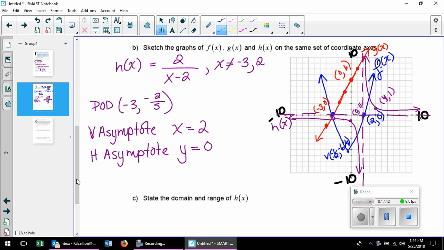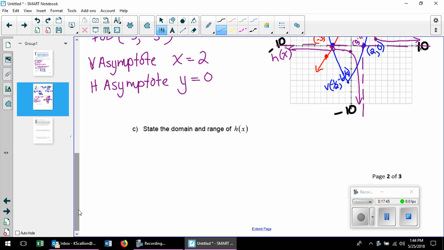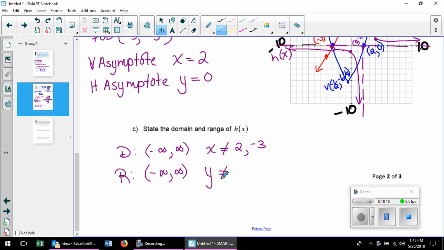Okay, state the domain and range of h of x. I would do it as an exclusion statement if it was me. I would do my domain, so -infinity to +infinity, x cannot equal the +2 and -3 from the domain, right, from our non-permissible values. For the range, I'd also do y cannot equal what? 0, and there's one other place. It's my point of discontinuity.